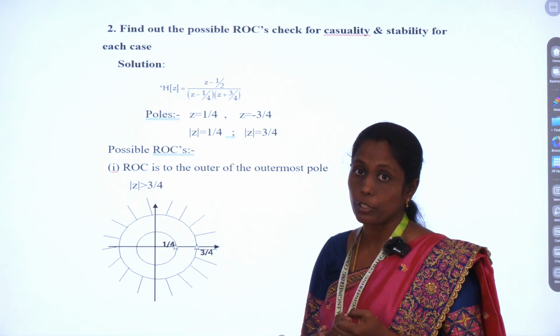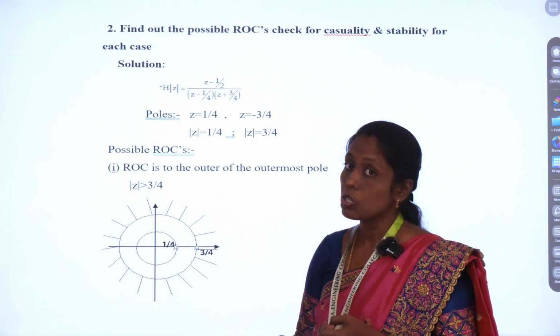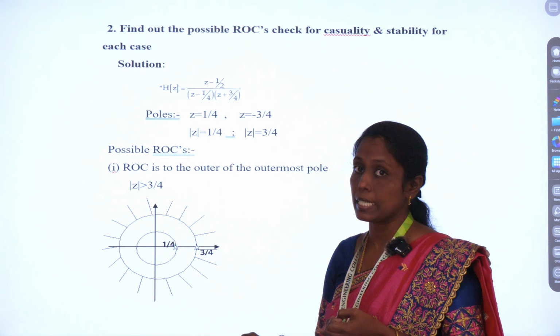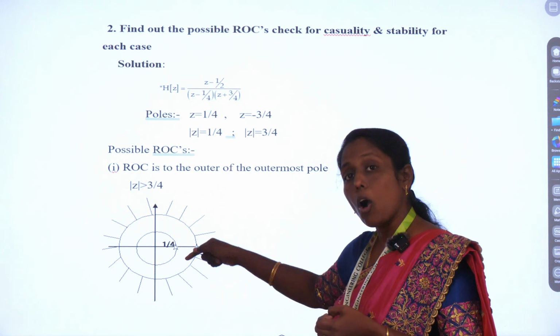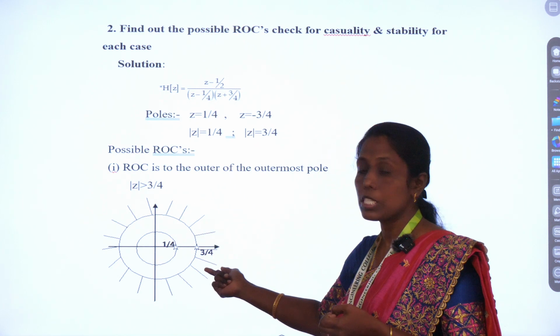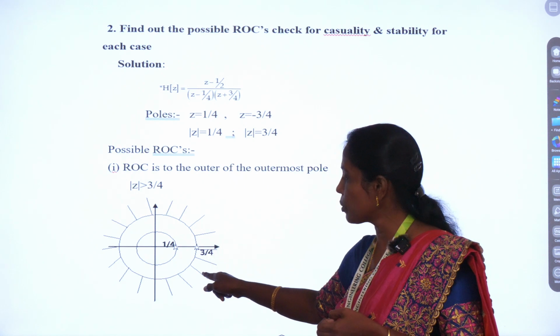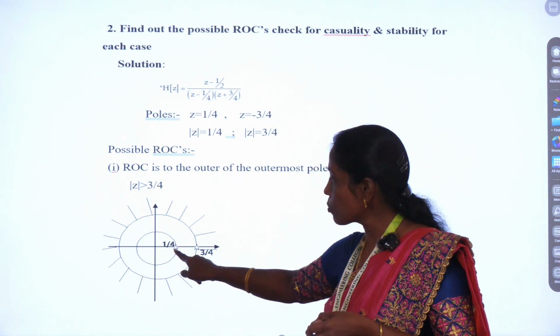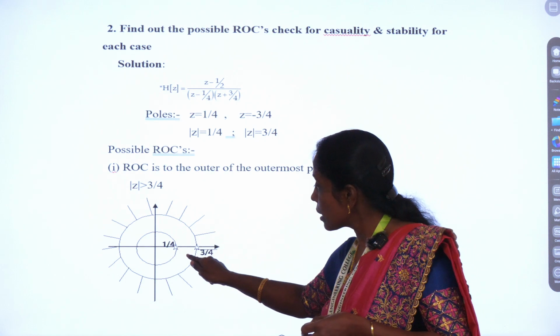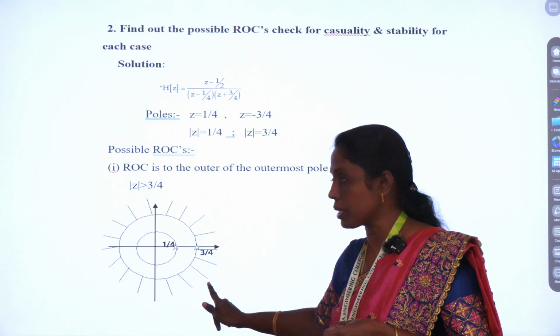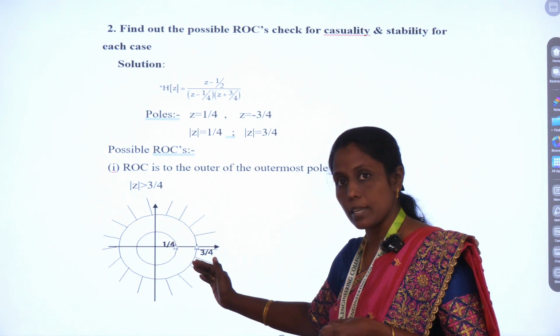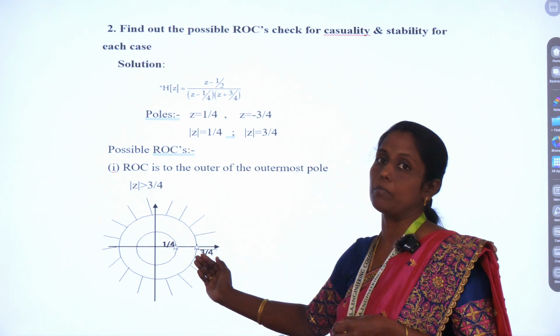Now let us check for the condition of causality. What is the condition for causality? If the system is causal, the ROC should lie outer of the outermost pole. Check whether it is lying outer of the outermost pole. Yes, this is one pole, 1 by 4, and this is another pole, 3 by 4, and the ROC lies outer of these two poles. So we can say the system is a causal one.